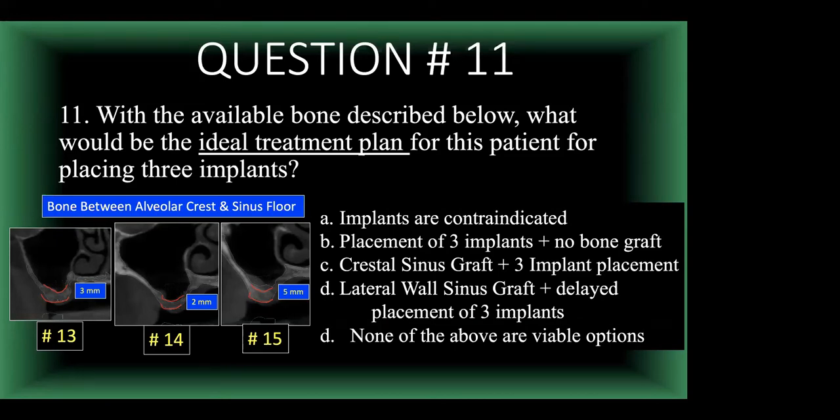How are we going to do it? A, is implants contraindicated? B, are we going to place 3 implants into this existing bone with no bone graft? C, are we going to do a crestal sinus graft and then place 3 implants at the same time? D, are we going to do a lateral wall sinus graft and then wait till complete healing, then place the 3 implants into the healed bone? Or E, none of the above are viable options. So please pick A, B, C, D, or E.